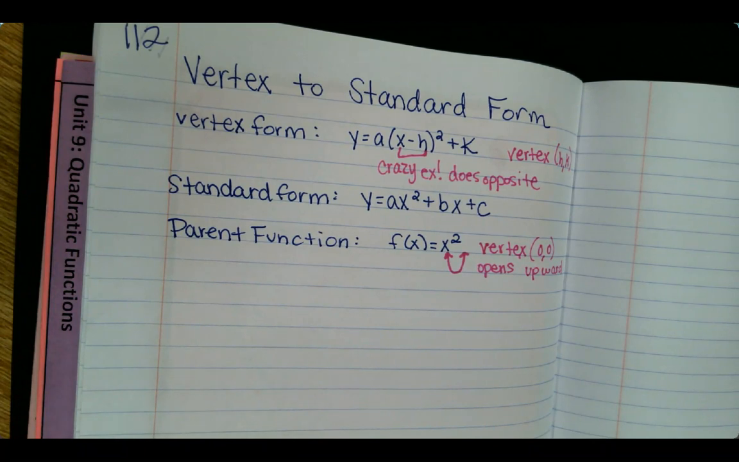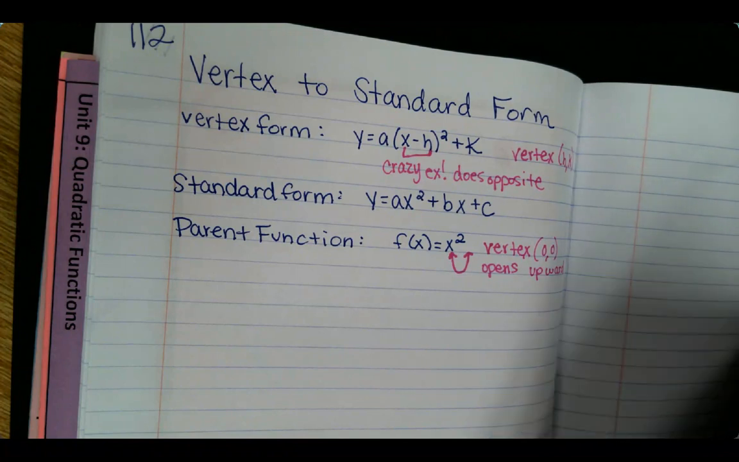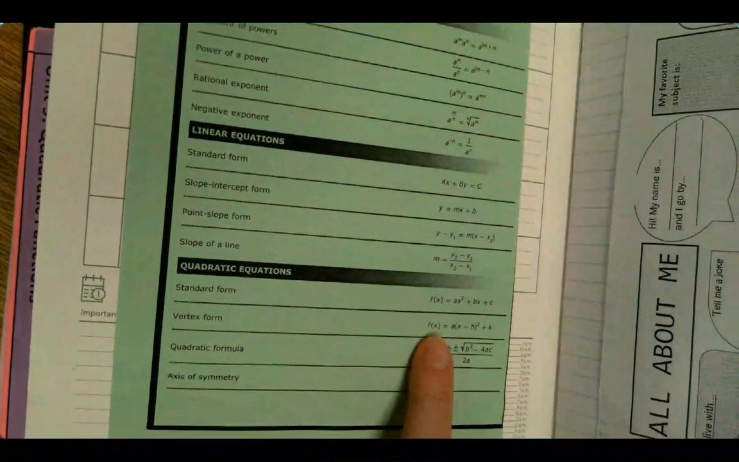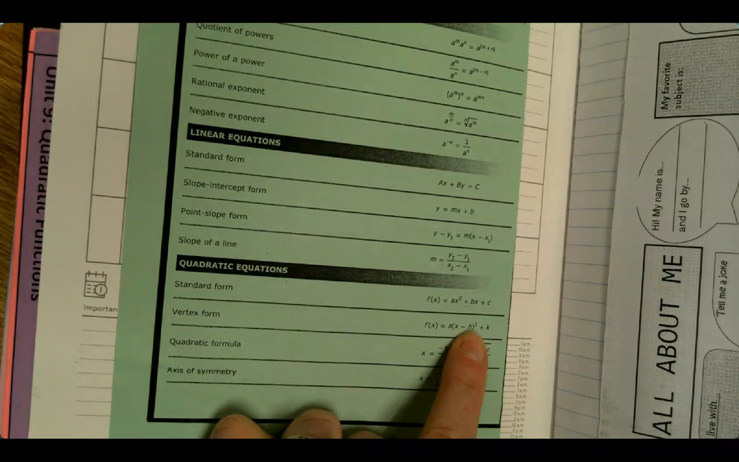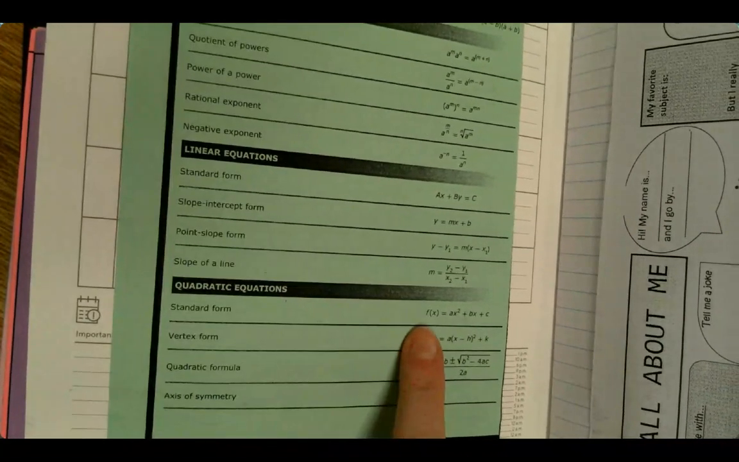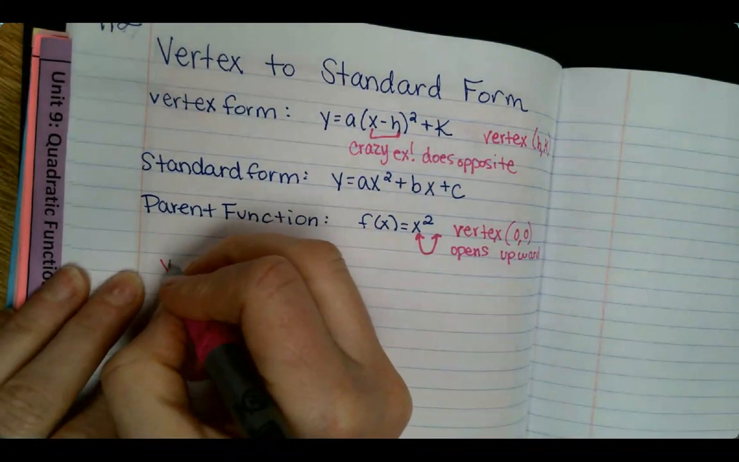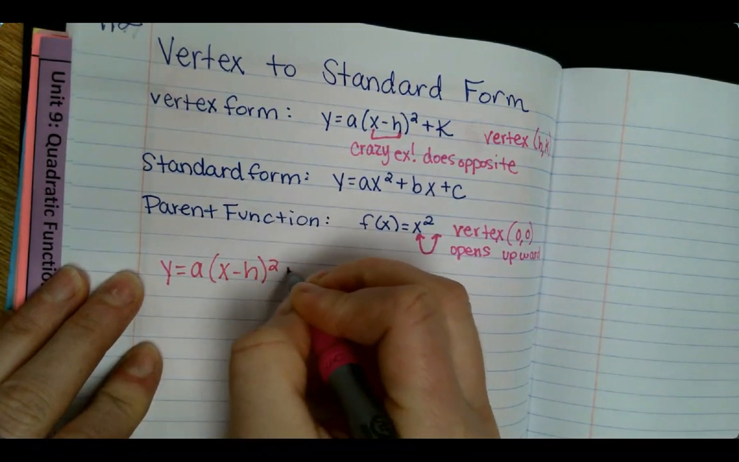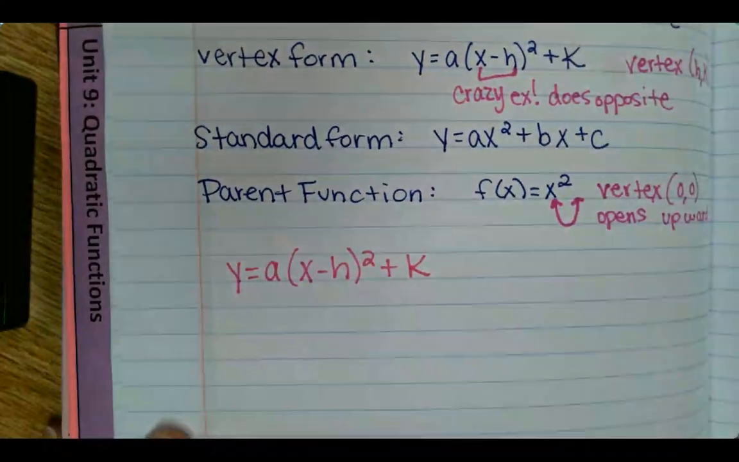So those are things that you're going to have to remember. The great thing is the vertex form is on your formula chart right here. And so all you would need to remember is HK is your vertex. And standard form is already written here too. All right, so with our y equals a x minus h squared plus k, we're going to talk about all the different transformations that we learned yesterday.